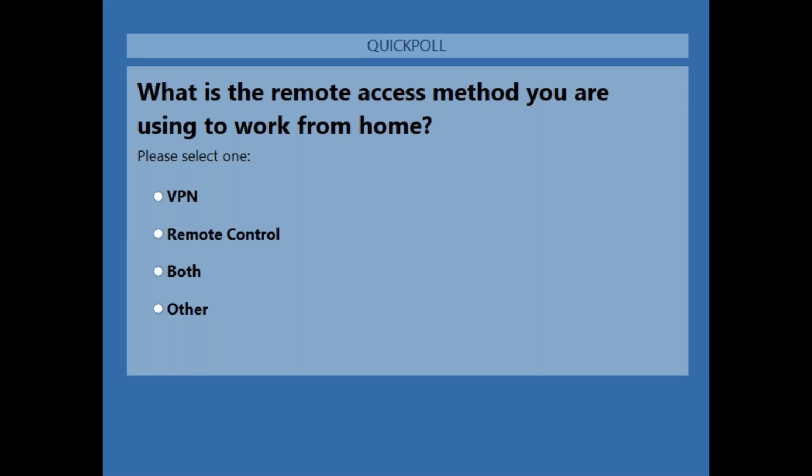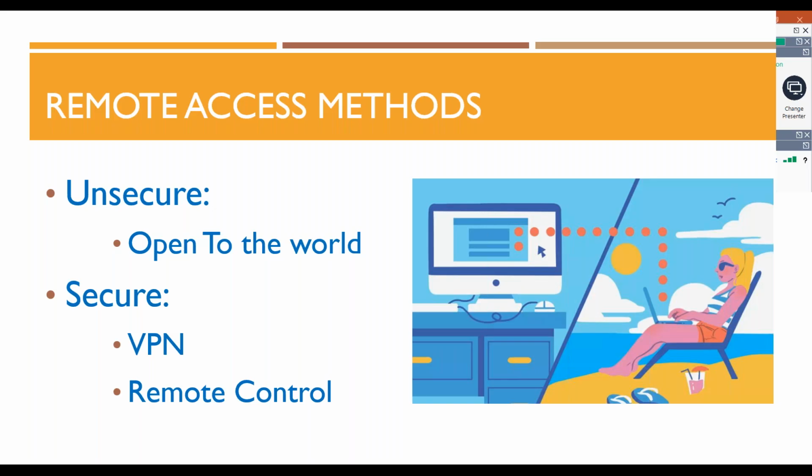Okay, so the results seem to be in: 33% for VPN, 33% for remote control, 14% for both, 14% for other. Okay, great. And again, if somebody wants to say what that other is, put it in the chat. Question to the staff, I think the window is called.